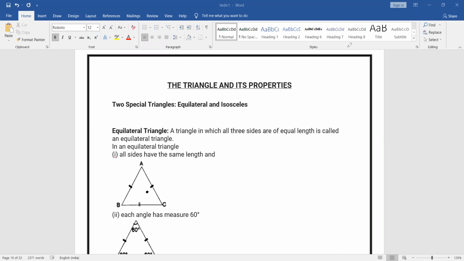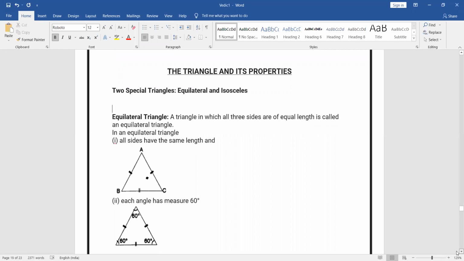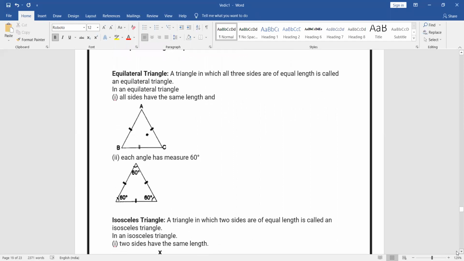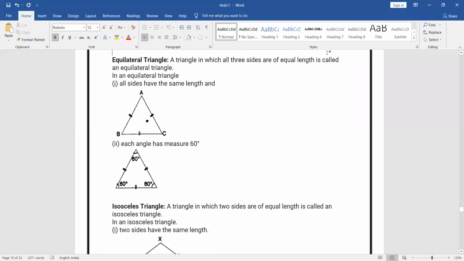Another property of an equilateral triangle: the three sides are equal, and if we talk about the angles, each angle of a triangle is of 60 degree. Because all three sides are equal, all angles are also equal, and the measure of each angle is 60 degree. How are we finding that the measure of each angle is 60 degree?